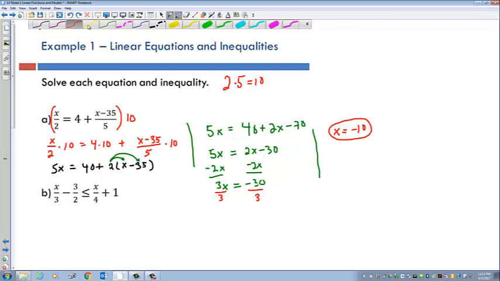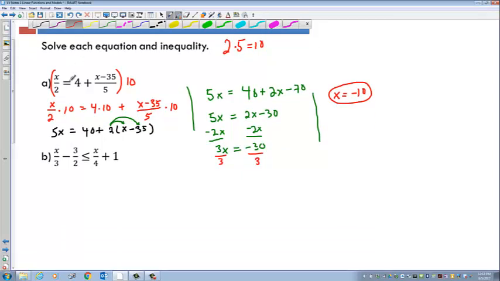Let's go to the next problem, which is solving an inequality now. And it's a linear inequality. What makes this linear is you just have x. You don't have an x squared or x cubed or anything like that. So this one, again, it's a tougher linear inequality. And the way that we are going to solve it is we're going to clear the denominators.